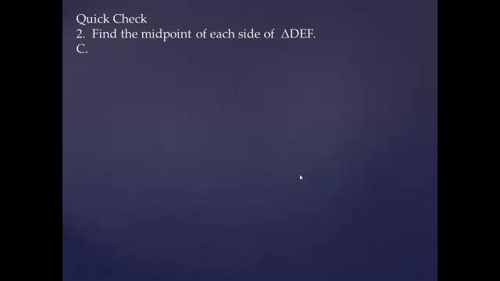Now we're going to do 3 more midpoints. This is of the triangle DEF. For this one, what I'd like for you to do is to set the problem up and then continue the problem. The first midpoint we're going to find is between D and E. I want you to pause the video at this time and set the problem up.